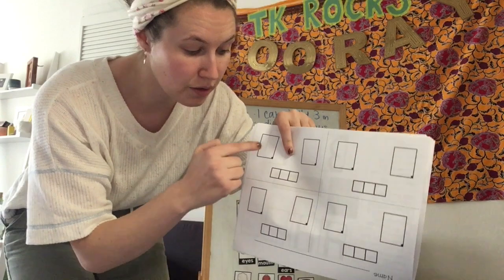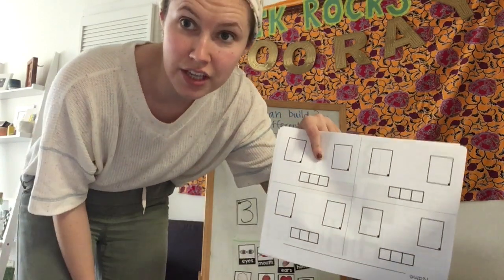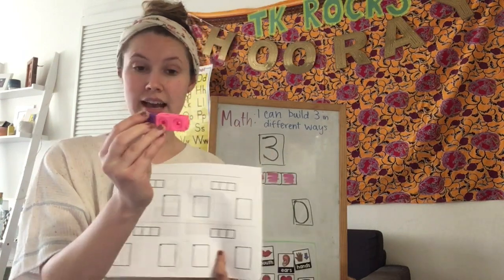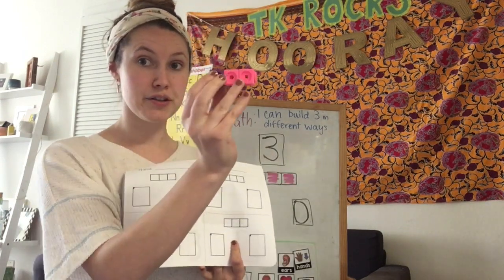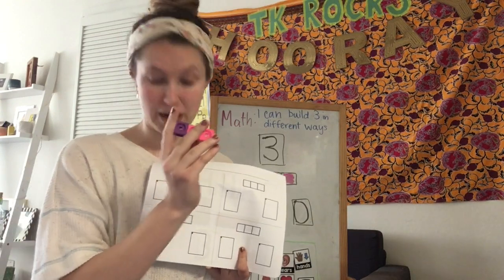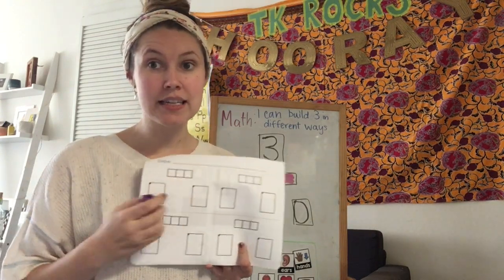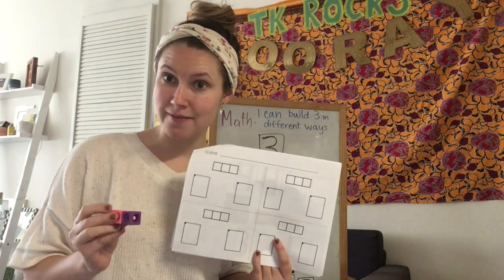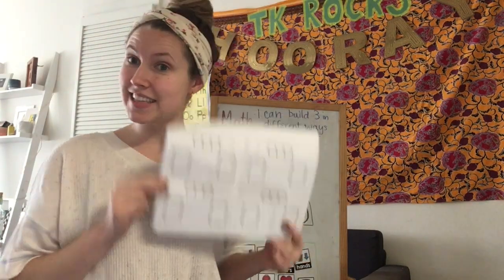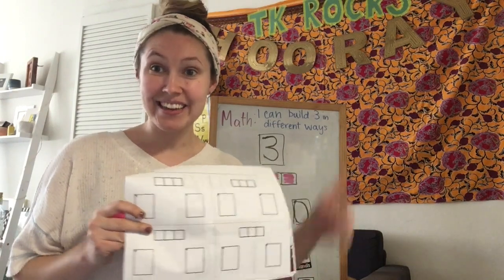And then you're going to write how many of each of your numbers you have. So let's say for this one, I would show that I have 2 pink, so then I would write a 2, and 1 purple, so then I would write a 1, because that's another way that you could build 3. So you're going to do this page, do all 4 problems, take a picture of it, and send it to me.